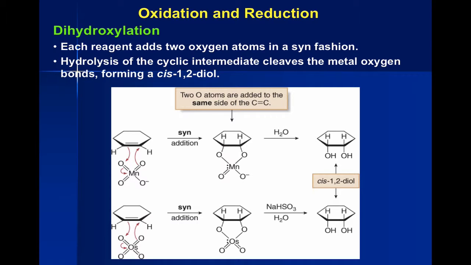Now, if you look at the Lewis structure for potassium permanganate, it has this structure. You can see there's the manganese metal and the two oxygens. You can see how the chemistry occurs. The pi bond reacts at one of the oxygens, those electrons go to the metal, and the other pair of electrons from this metal-oxygen bond go to the other carbon. And that's how you get the syn addition.